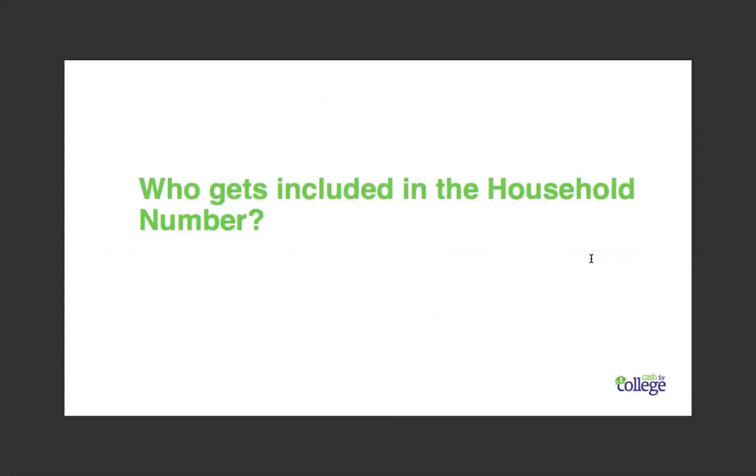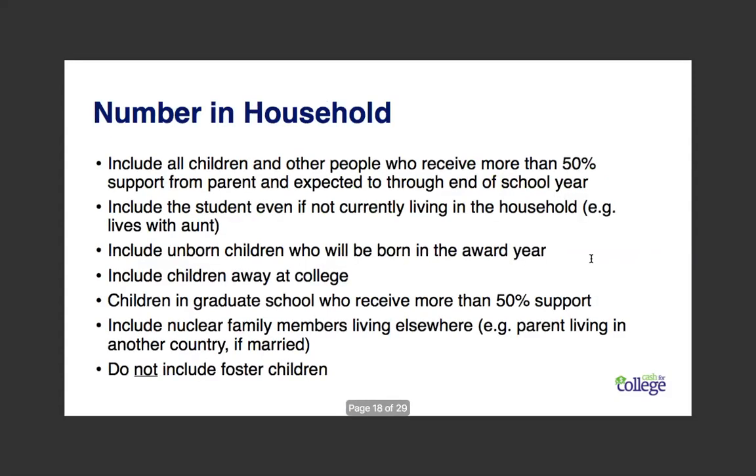So who gets included in the household number? You would include all children and other people who receive more than 50% support from the parent, and they're expected to receive that through the end of the school year. You would include the student even if they're not currently living in the household. Maybe they do live with the aunt, but if they still receive their support from the parent, then you do include them in the household.